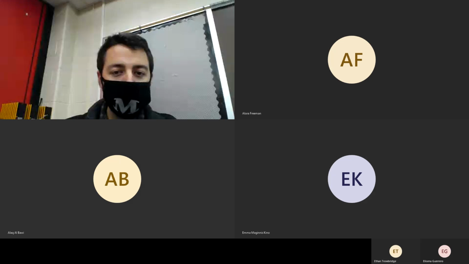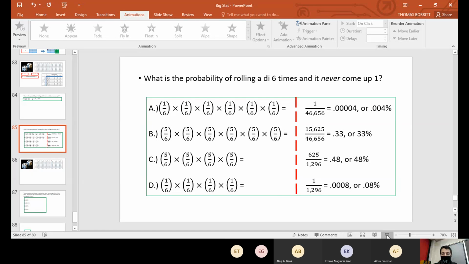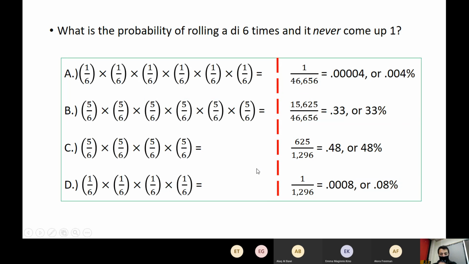Okay, so let's start off just doing a simple multiplication rule problem. All right, so I roll a die 6 times, and what is the probability that when I roll it those 6 times, it never comes up 1? It always comes up as something else other than 1, like a 2 or 3 or 4. What's the probability that it never comes up 1 when I roll it 6 times?